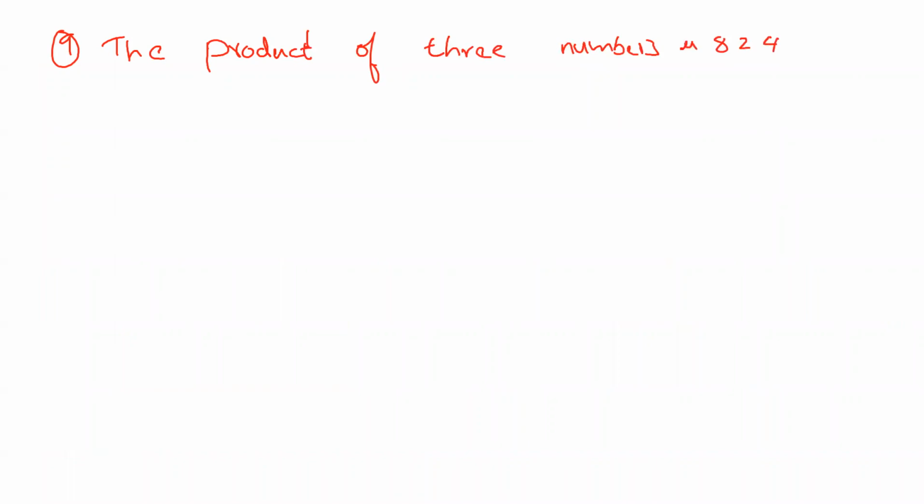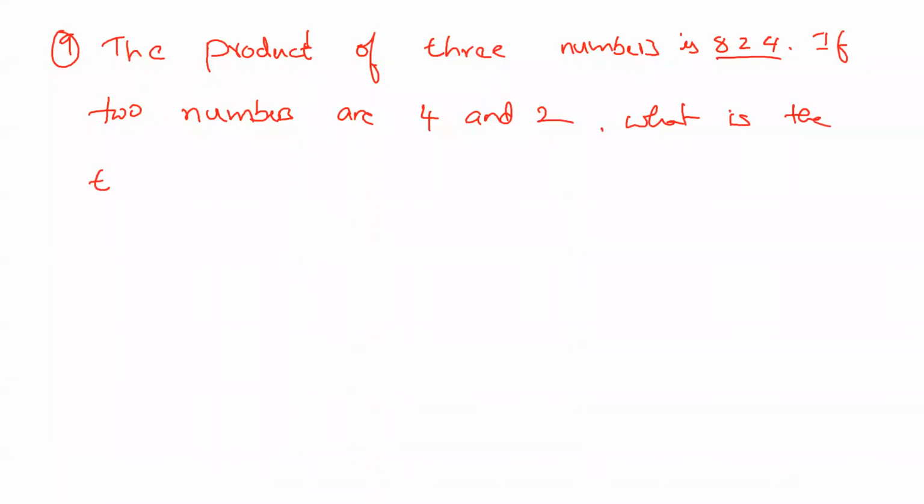Next, the ninth question. Here also the same type of question. You all have to rejoin, compulsory. The product of three numbers is 824. If two numbers are 4 and 2, what is the third number?